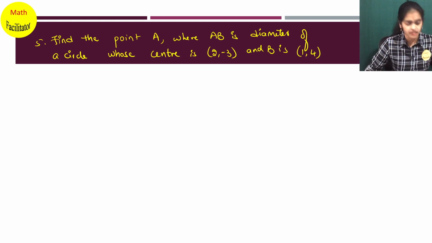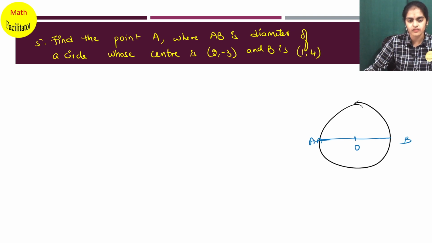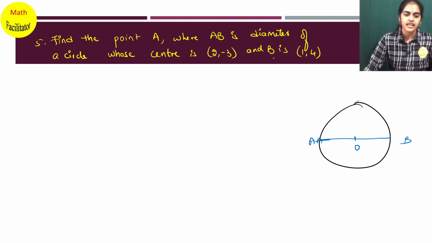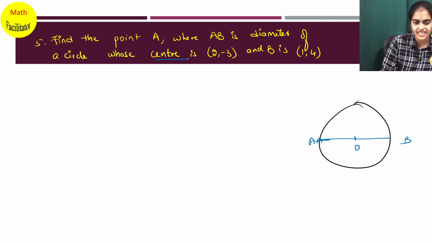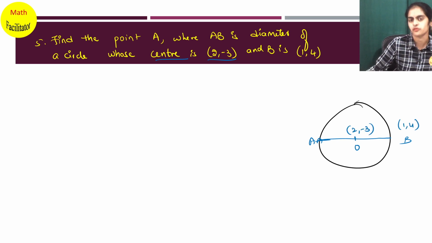So find a point A where AB is the diameter of a circle. Suppose I have a circle and this is the diameter of the circle, AB. Okay, so this is the center of the circle, O. AB is the diameter of a circle whose center is (2, minus 3). So the center is given as (2, minus 3), and B is given as (1, 4).